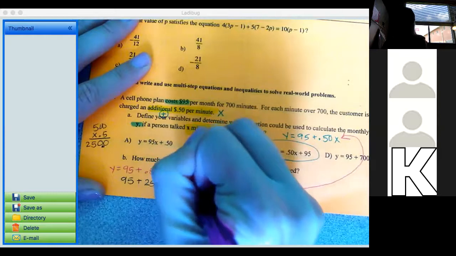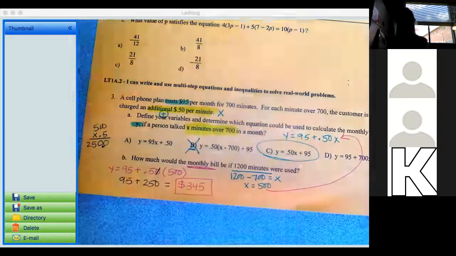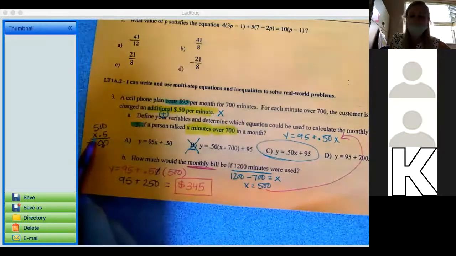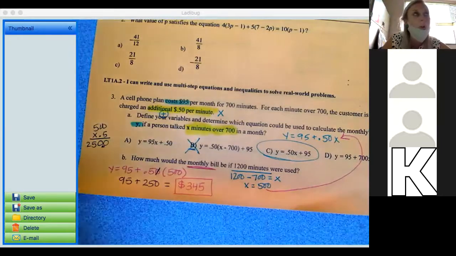Too much for a phone bill, LOL. $345? People at home, did you guys do that multiplication an easier way? Because there is another way to do it. Besides a calculator. Don't say in the calculator.